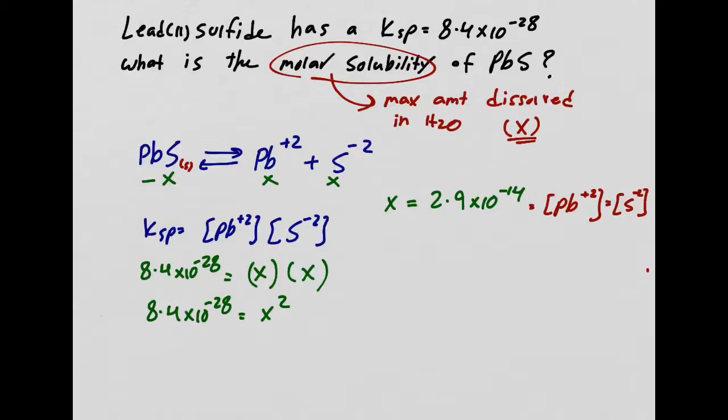It could ionize into 2.9 times 10 to the minus 14 moles of Pb2+ and 2.9 times 10 to the minus 14 moles of S2-, because they have a 1-to-1 ratio, again in 1 liter of solution. So this is the concentration of this and this that dissolve. This is the maximum amount that we could dissolve in 1 liter of solution.